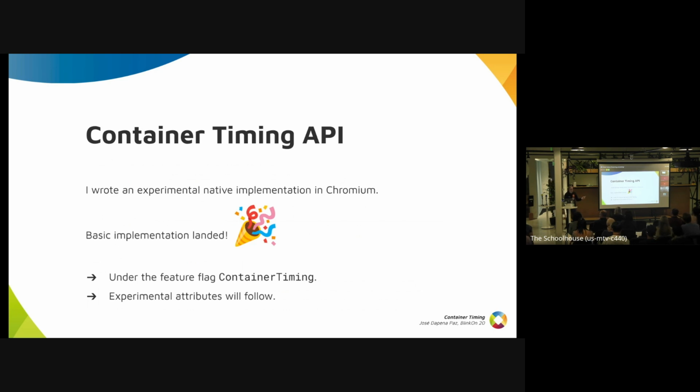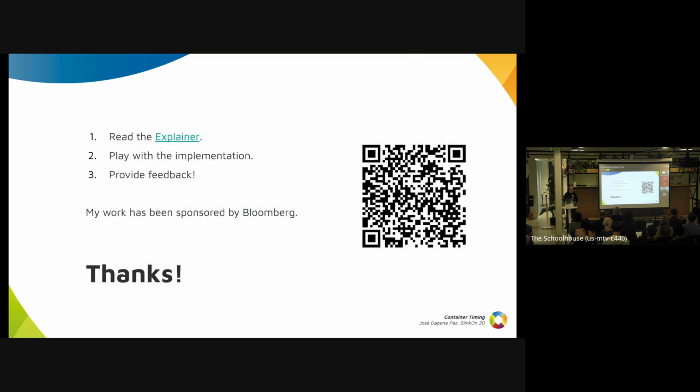So you want to try it? You need to enable the feature flag container timing, and more experimental features and attributes will follow after that. So if you are interested, read the explainer, play with the implementation, and provide feedback. This work has been sponsored by Bloomberg, and thanks.